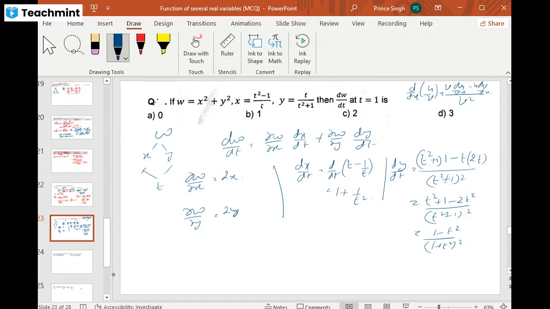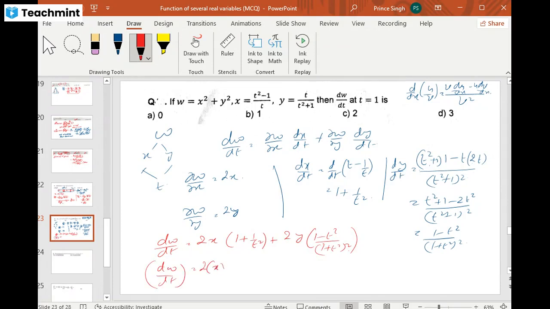If I substitute all these values in this formula, we get dw/dt as 2x times (1 plus 1/t square), plus 2y times (1 minus t square) upon (1 plus t square) whole square. But we need its value at t equal to 1. So we need to find the value of x at t equal to 1, which gives 1 plus 1. And y at t equal to 1: if I put t equal to 1, this is 0.